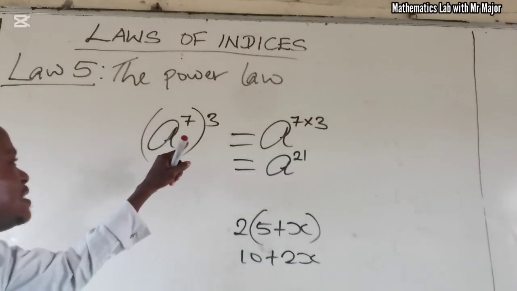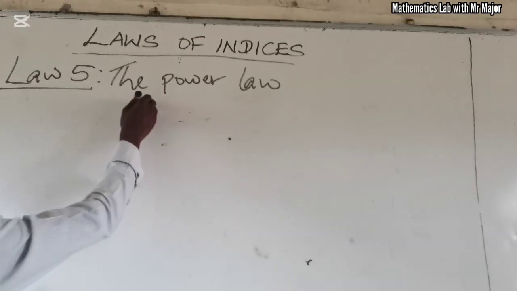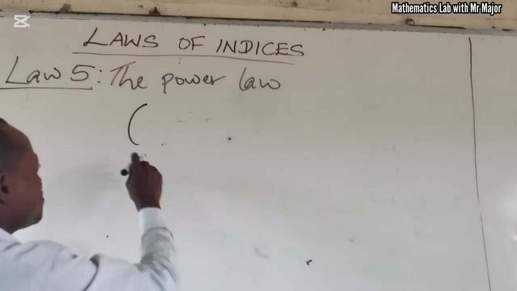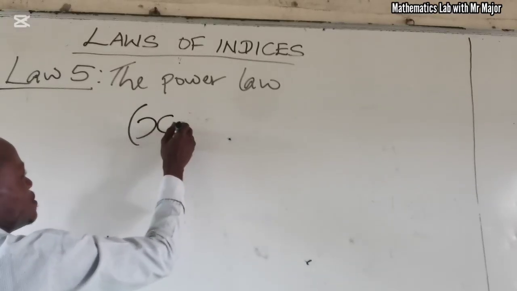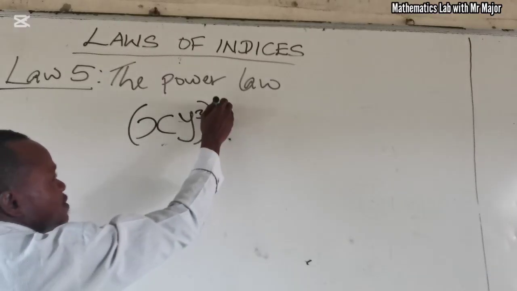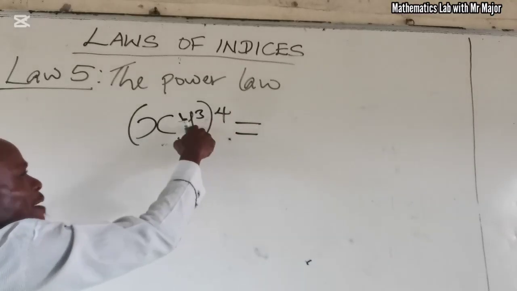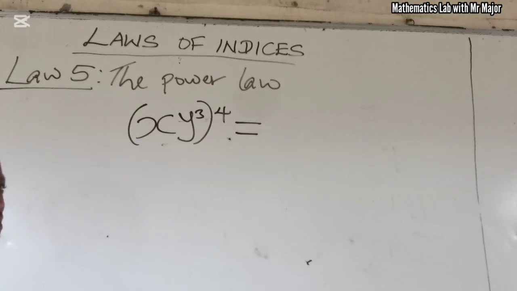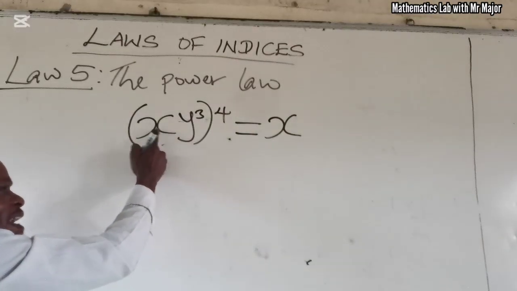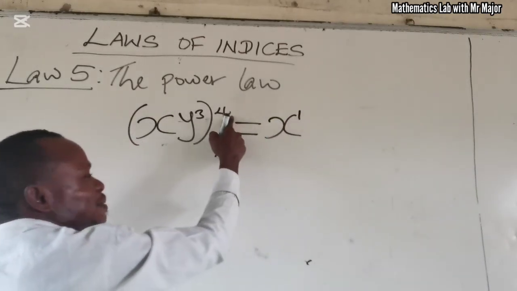So the power law says that the power outside the bracket multiplies the powers inside the bracket. Now, I want to explain the power law with another question. If you have something like this, let's say x y raised to power 3 enclosed in a bracket raised to power 4. In this case, this 4 will affect both the power of y and the power of x. So this will be x raised to power. Remember I said a quantity that is written just like this means the power is 1. So this is actually x raised to power 1, then multiplied by the power outside.